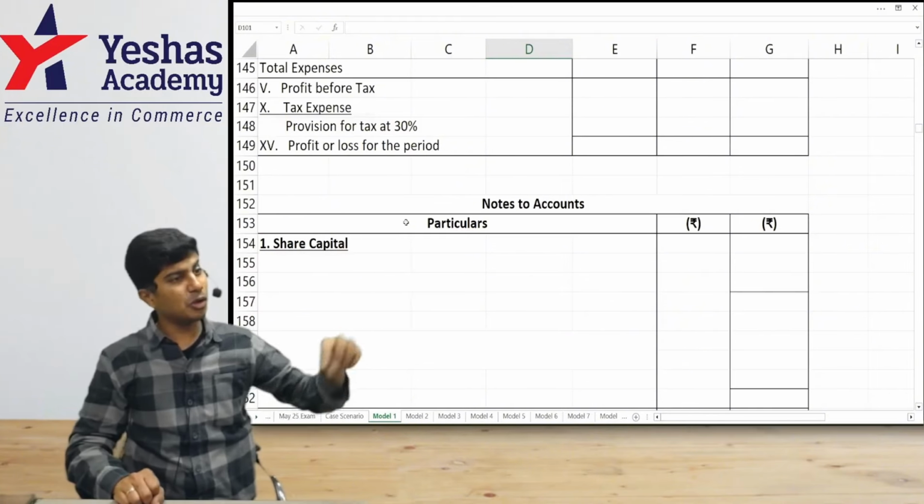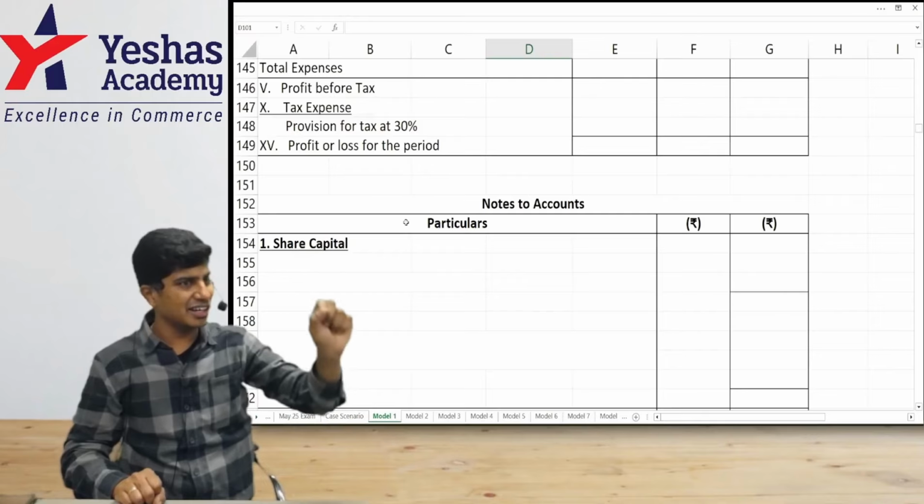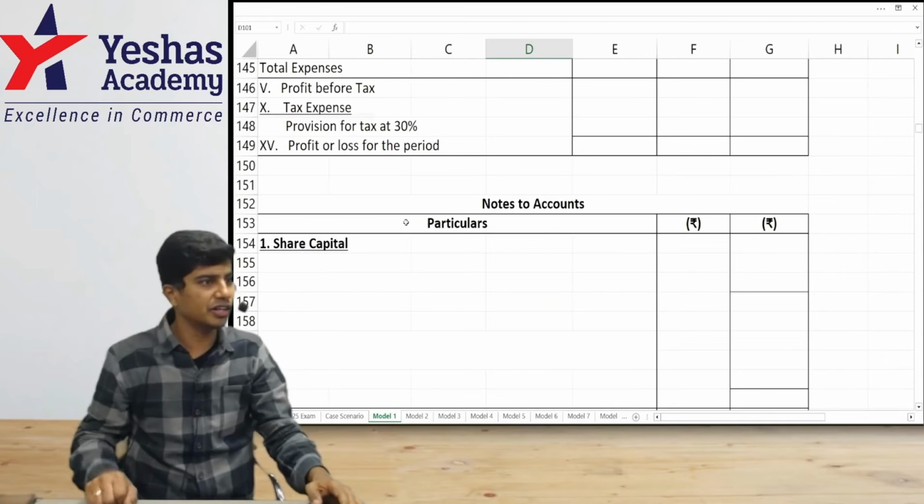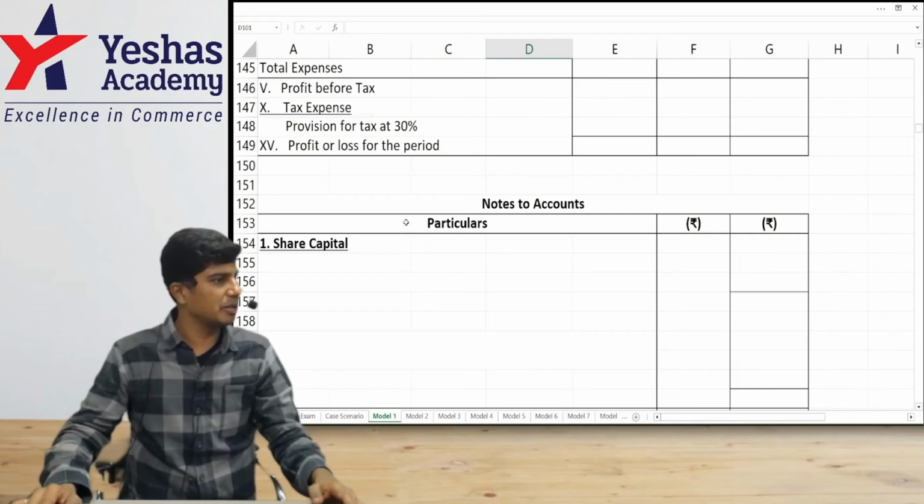Write everything. Later, when you're posting to the balance sheet, number them serially. Or post them to the balance sheet and then serially number them there, and then put the notes to accounts number. That way, it will be in serial order. You understand? Don't waste time writing the entire format, though the items are not there in the balance sheet.